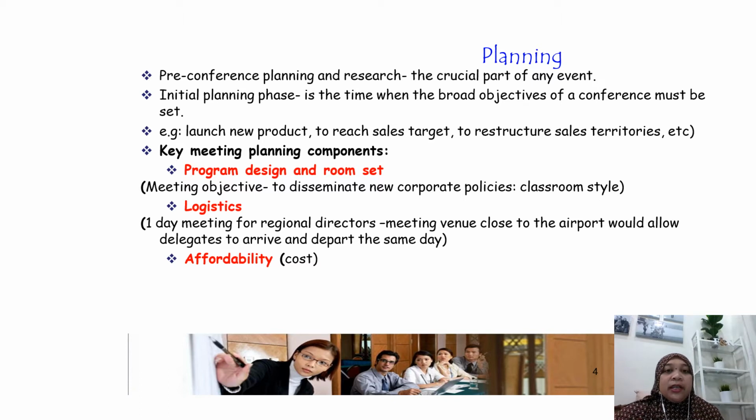Okay, then the most important thing is as a meeting planner, you have to understand the component of the planning. And number one is the program design and room set. Okay, the second one is on the logistics, and the third one is on the affordability cost. Okay, so there are three key meeting planning components.